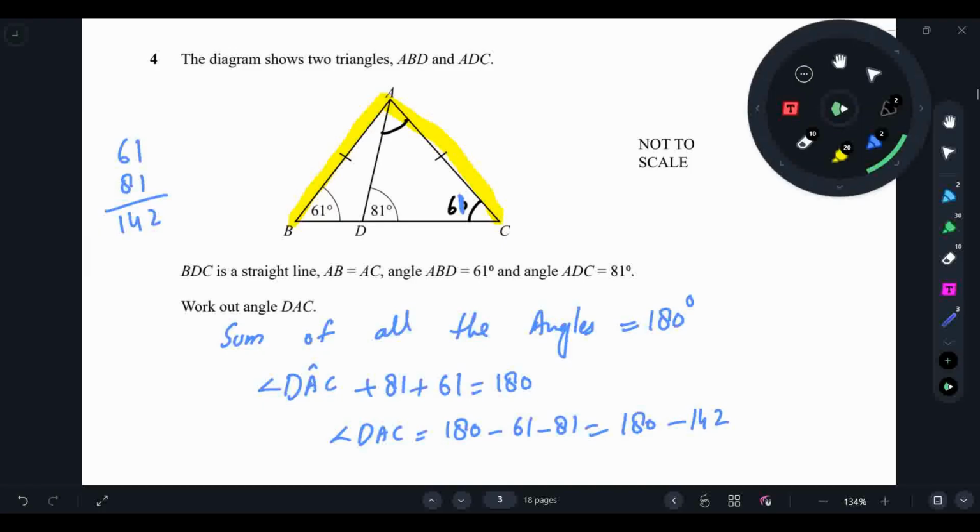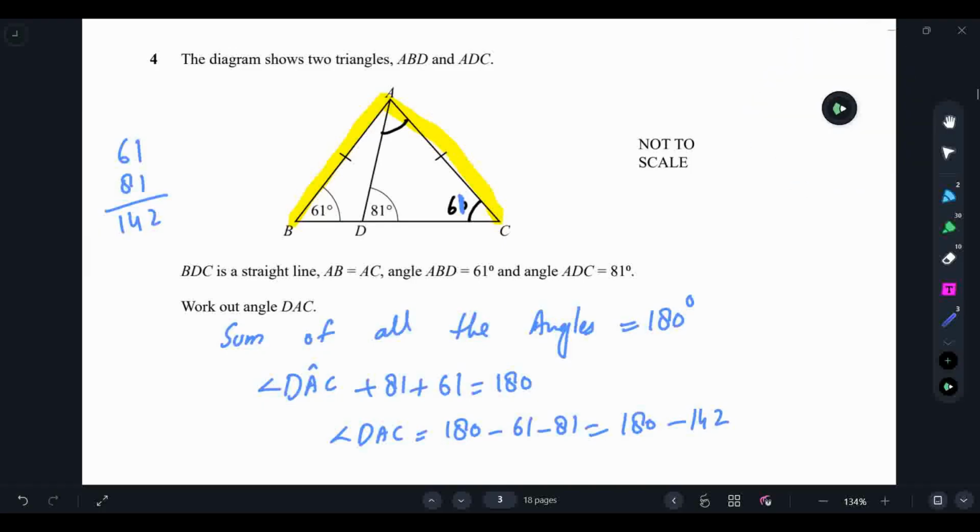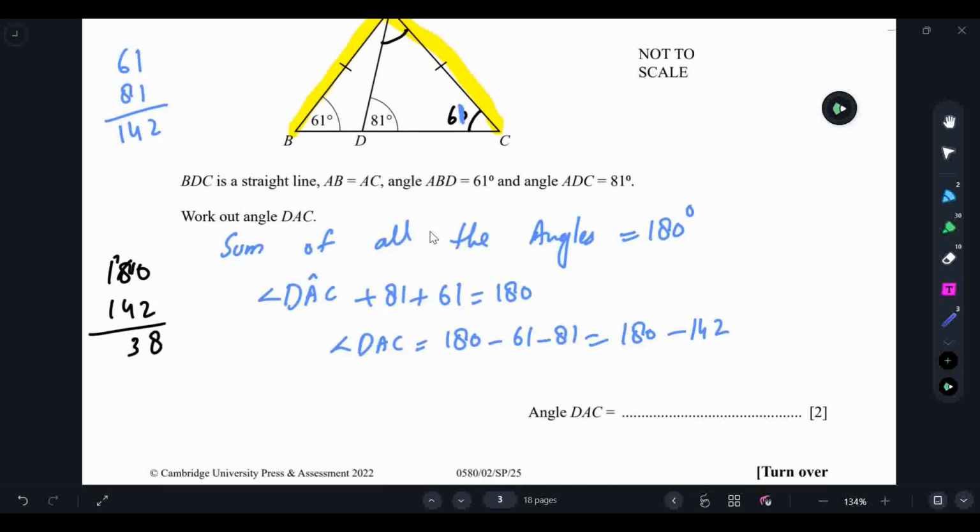Now after that, how can we simplify it without using the calculator? 180 minus 142. Now we cannot subtract 2 from 0, so just take a carry from 8. So this will be 10 and then this will become 7 now. 7 minus 4 is 3, so 38 will be the final answer. So in this one, we can say that the answer will be 38 degrees.